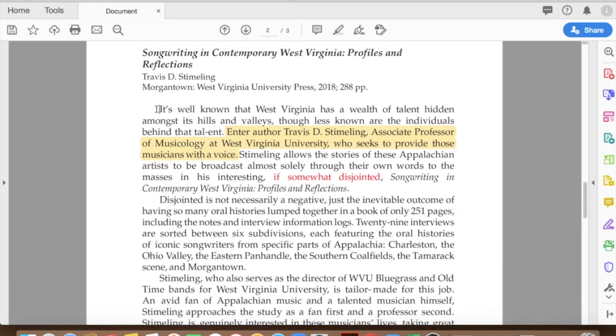So you can see that he begins with a pretty clear introduction. He draws us in with a sentence about the general topic of the book. He gives us a second sentence that addresses the author's credibility. And then he gives us a thesis that begins to evaluate this source. So he says that Stimeling allows the stories of these Appalachian artists to be broadcast almost solely through their own words to the masses in his interesting, if somewhat disjointed, book. So we're already seeing that this isn't the kind of review that says the book is great or the book is not great, but it's talking about both the positive and the negative qualities of the book.